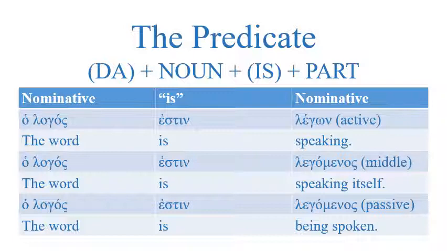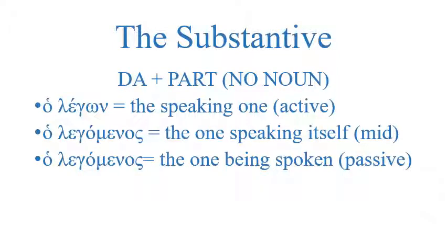Notice that in this case, with is plus the participle, we have a complete sentence. The participle isn't so much describing the noun as it is completing a verbal thought. Finally, just as with the adjective, we can use the participle in the substantive use. This involves the definite article plus the participle without a noun. And remember, in English, in this kind of construction, we have to add the word one to stand in place of the noun because we don't like an adjective all by itself.